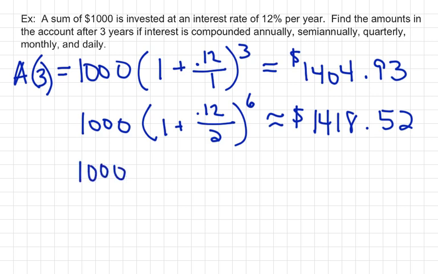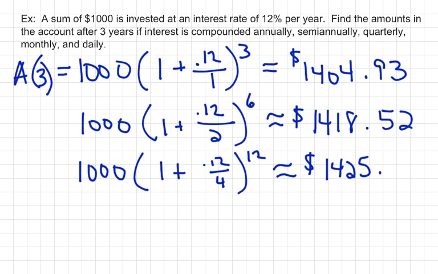Now let's do quarterly. Quarterly is 4 times a year. So 1,000 times 1 plus 0.12 divided by 4 raised to the 4 times 3, which is 12. Remember, we're raising it to the n times t, the number of compoundings times the time. I plug that in my calculator and find out I will have $1,425.76.